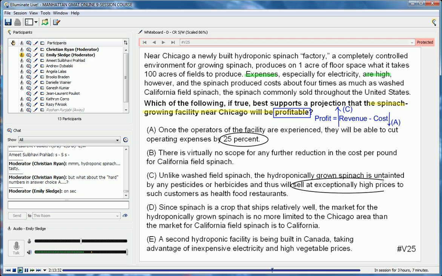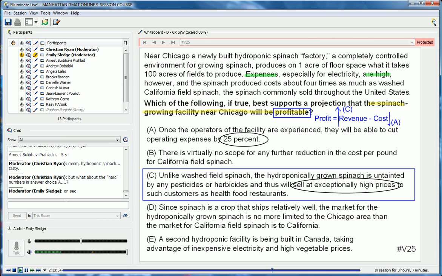I will say that sometimes people question C because they think there's room for doubt in it in a couple ways, right? Such customers as health food restaurants, people say, well, isn't that a very limited market? People sometimes doubt this word, that will sell. They say, well, that seems a little far-fetched. All of that is overthinking for GMAT purposes. If they tell you it will sell at exceptionally high prices, believe it.